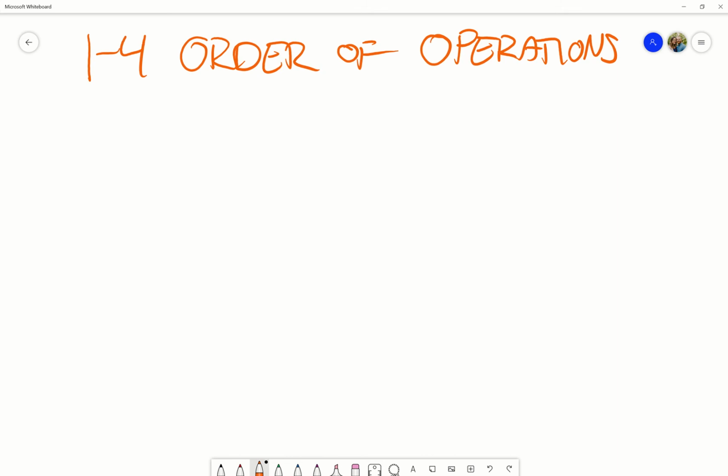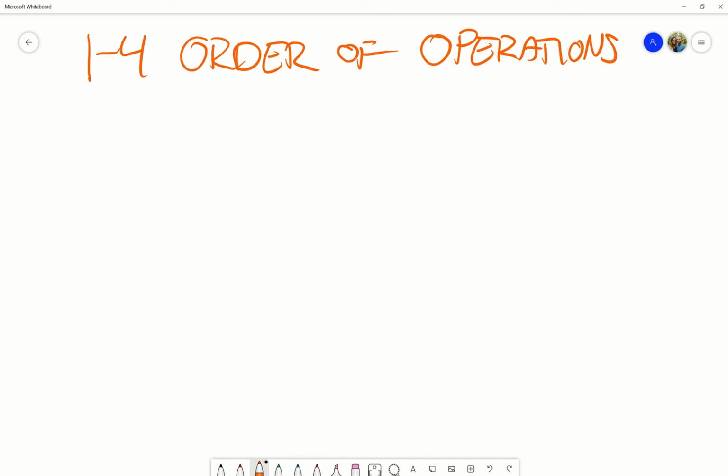It is just kind of the agreed upon rules in how to solve a math problem to make sure that everyone is getting the right answer. Because once we start adding more than one value into a math problem or more than one operation, it's important to know which one comes first so that you can know how to properly solve the problem.